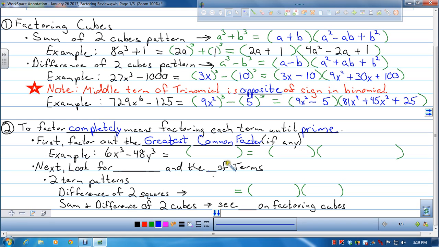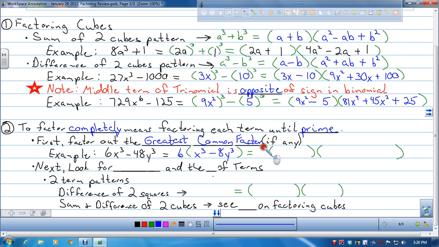For example, if I look at this, this may very well be the difference of cubes, but I know that that 6 is not a cube. I can't cube anything to get 6. So what I need to look at is, can I take anything out? Well, yes, in fact I can. There's a common factor in here. Each of those are divisible by 6. So if I factored out that 6, I'd have x cubed minus 8y cubed, and then I notice what I'm left with is a difference of two cubes like I had up here.